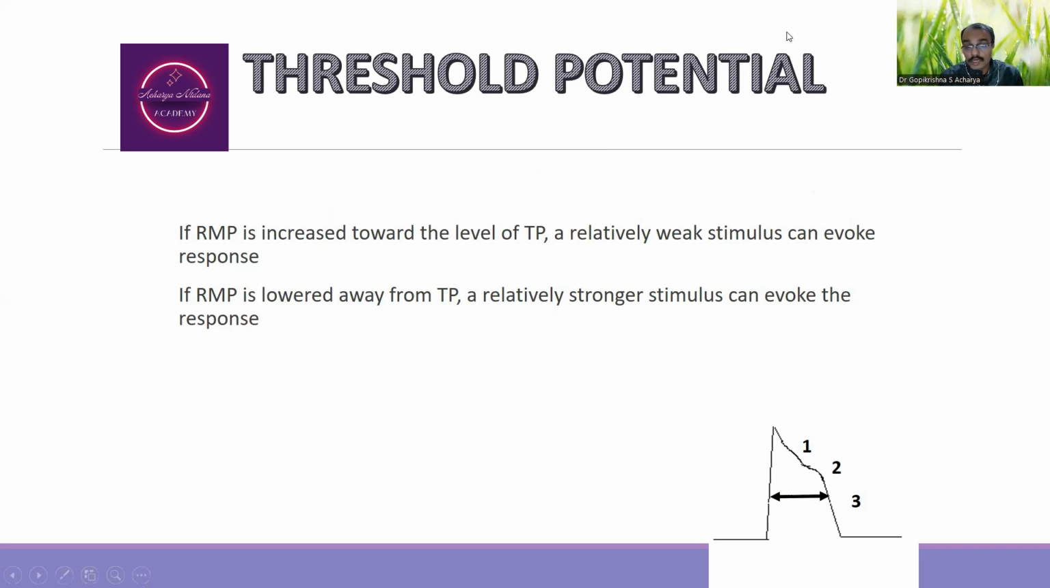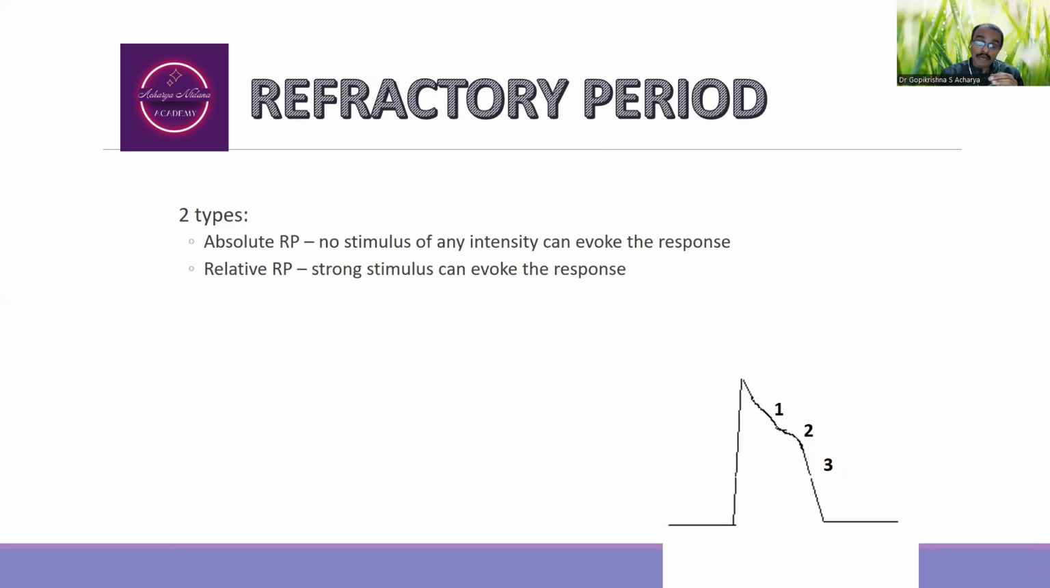Suppose the depolarization is occurring here, then you are not going to have adequate depolarization as such. Whereas if the resting membrane potential is lowered away from the threshold potential, a stronger stimulus is needed to evoke the depolarization. Suppose the depolarization is starting somewhere here, that will require an increase in the stimulus of a myocardium, and then the response will be evoked.